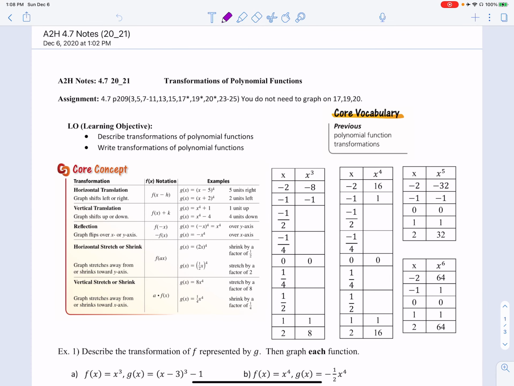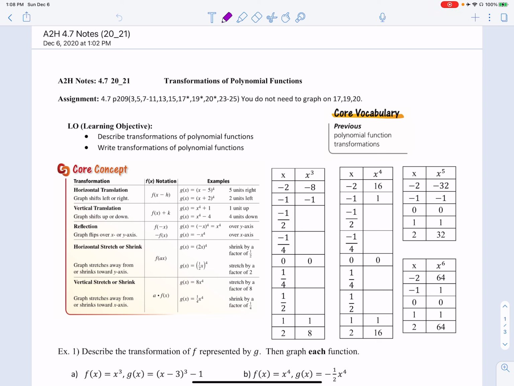Algebra 2 Honors 4.7 notes. We are going back to transformations of functions, and we're just going to look at x cubed, x to the fourth, x to the fifth, x to the sixth to start with. And these are transformations that you had at the beginning of this year. So it's a good thing to go back and review these. But we're going to apply these to these different degree polynomials.